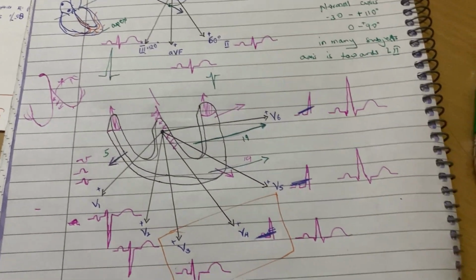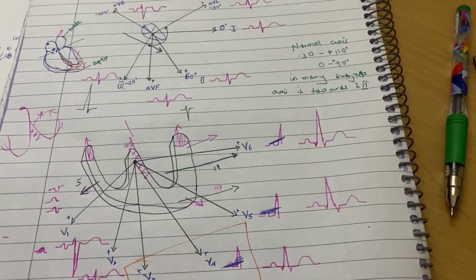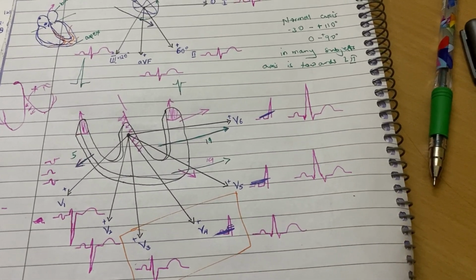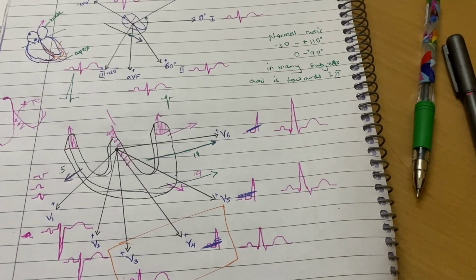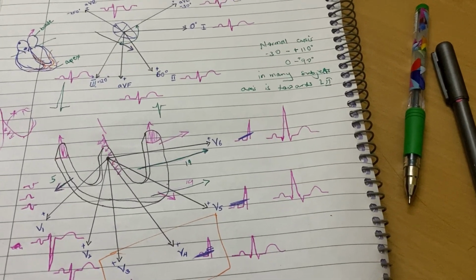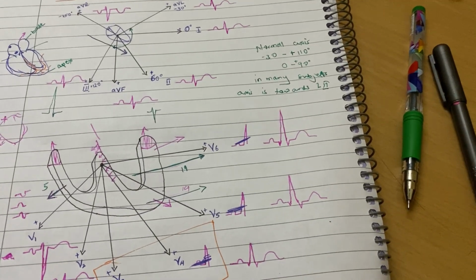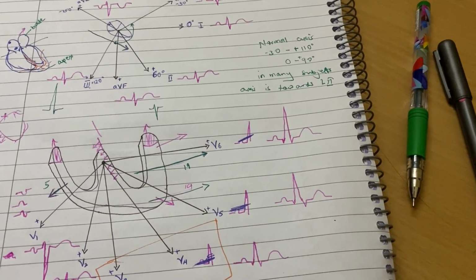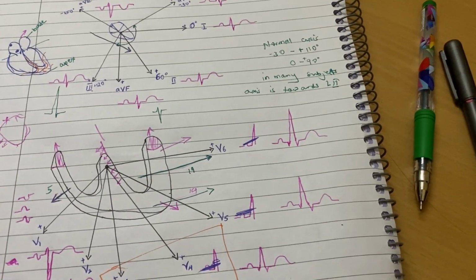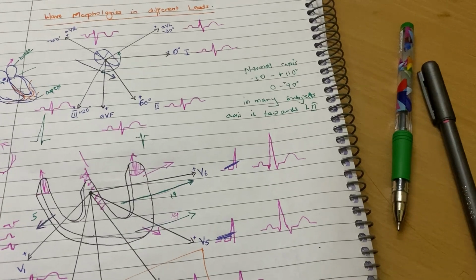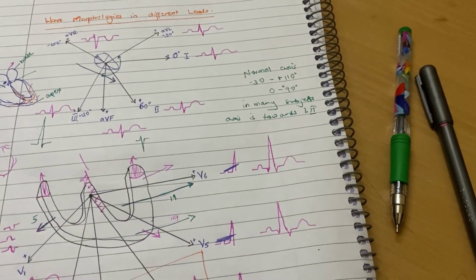So that's all for today. This is what we had. Thank you. Next time, we are looking at the normal ECG and all the parameters, a sample of a normal ECG, and how to calculate heart rate, axis, and so forth.